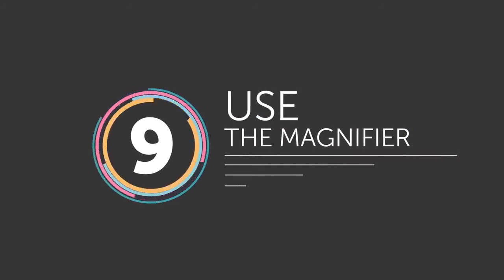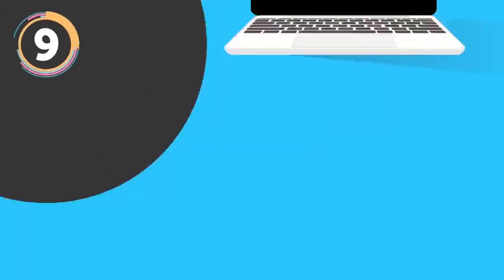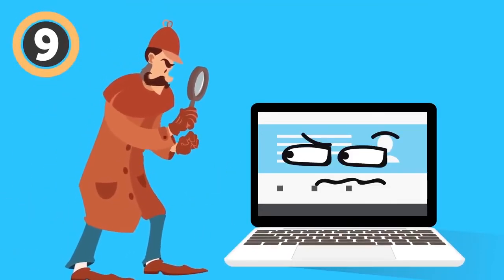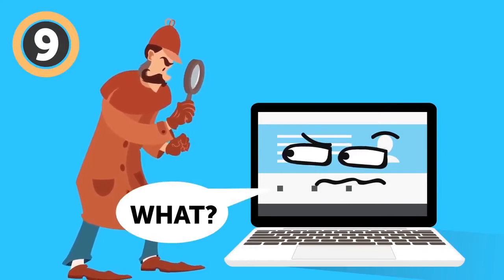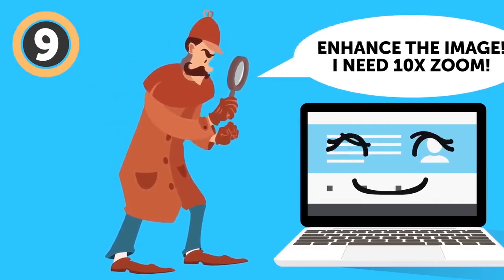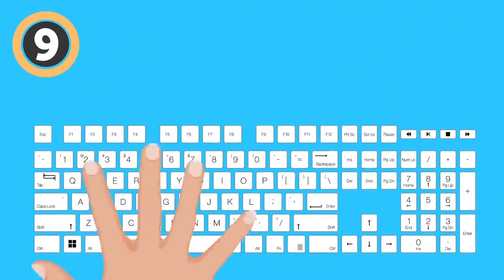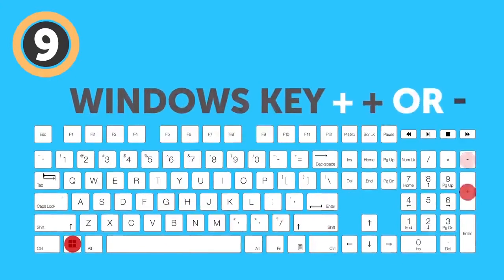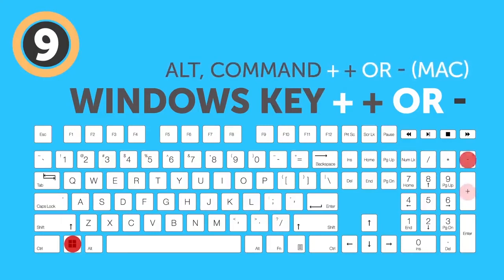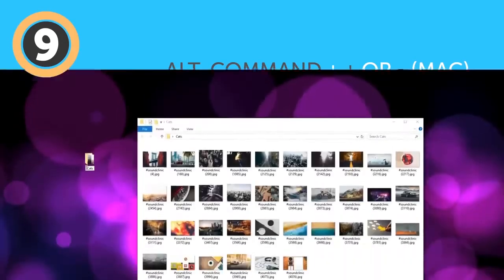9. Use the Magnifier. Ever dreamed of becoming one of those TV detectives that can find anything on any picture, no matter how tiny the image is? Enhance the image, I need 10x zoom. Yeah, you can totally do that on your computer. The Windows key, combined with the plus or minus key, will open the Magnifier app, which allows you to zoom in and out wherever you point your cursor. The same goes for Mac OS, but you need to use the combination of Alt, Command, and plus to zoom. Just don't expect to be catching any criminals from the tiny inverted reflection bouncing off an earring or something.